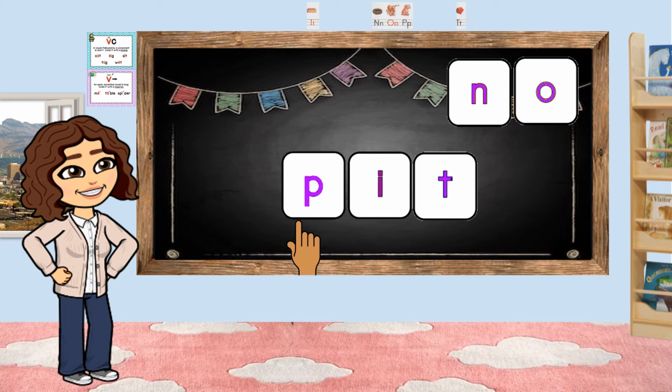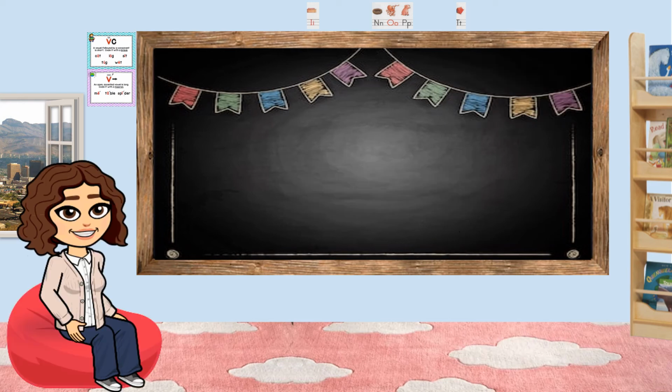Sound it out slowly at first. Here we go. P, I, T. Again, a little faster. P, I, T. One more time, a little faster. Pit. Fruit like apricots have a pit in the middle. Great job, boys and girls.